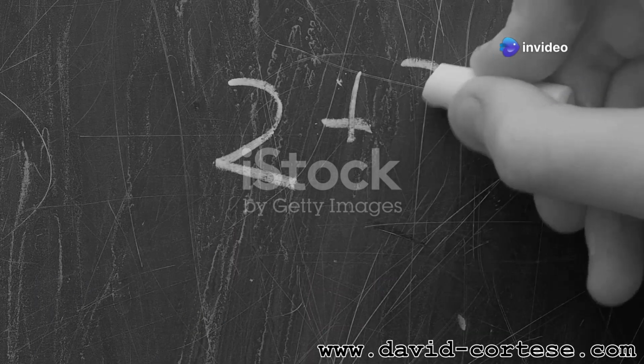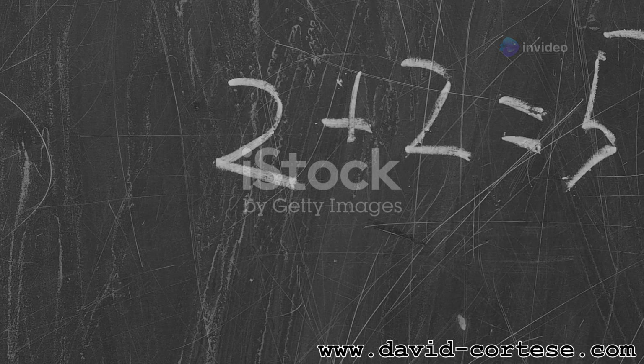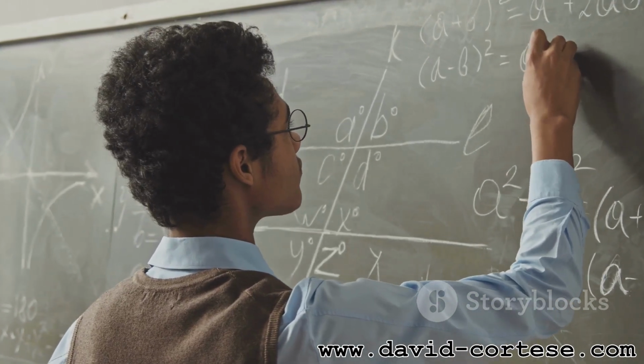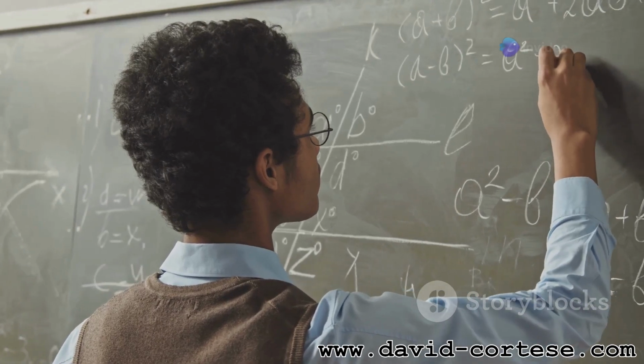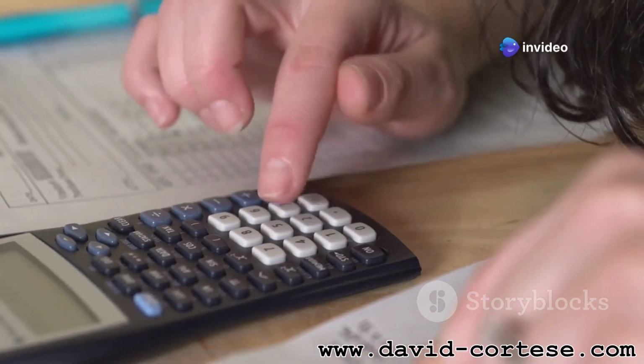Section 5. A golden rule. Flipping the sign with negative multiplication and division. When multiplying or dividing both sides of an inequality by a negative number, the direction of the inequality symbol must be reversed. This rule is crucial to maintain the accuracy of the inequality.